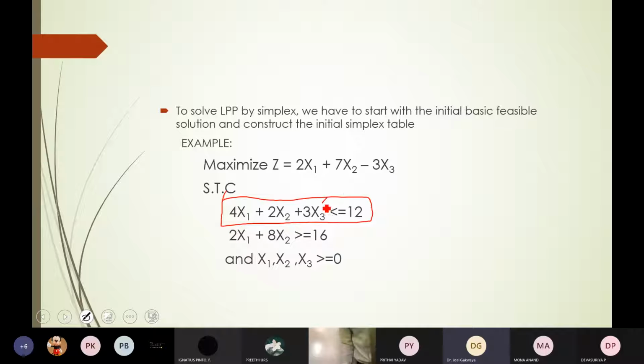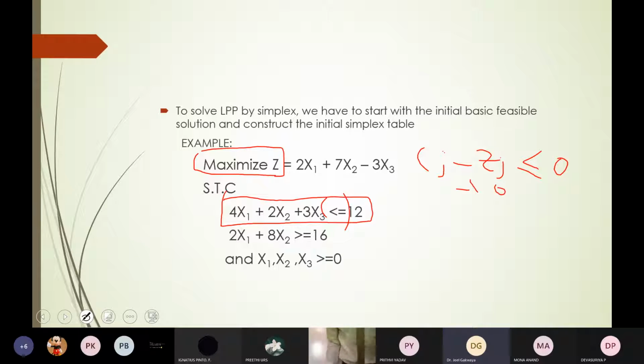The first constraint, the sign is greater than. And the objective function is maximize. Okay, the objective function is maximize, which means to say that Cj minus Zj should be lesser or equal to 0. It can be negative, or it can be 0.